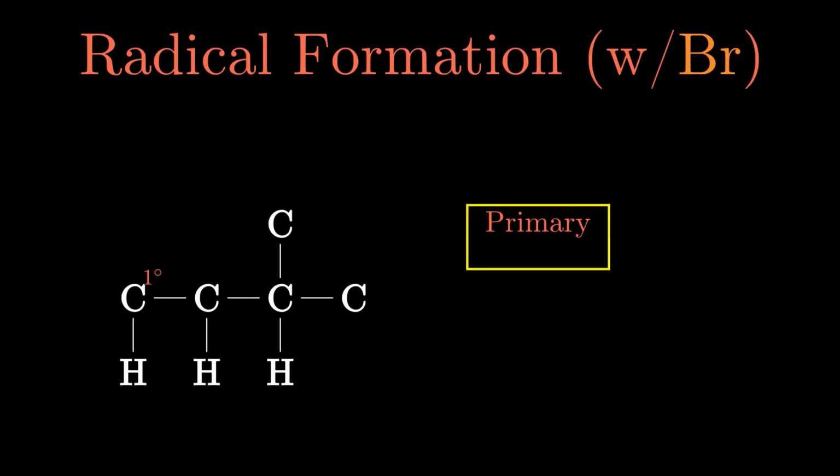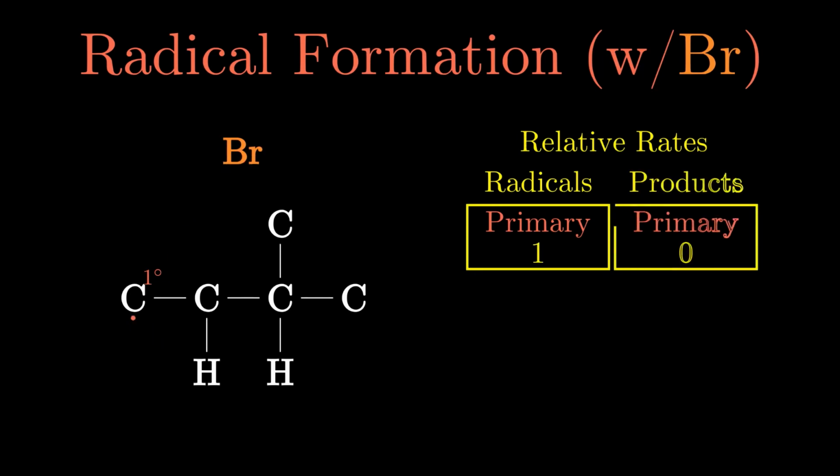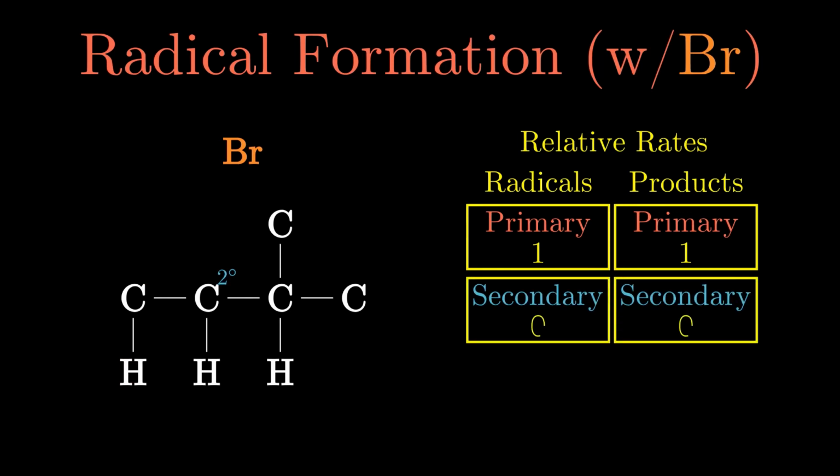Using the same example from before, we can once again pretend this first carbon labeled as the one and only primary position. Just like with chlorine, bromine's rate of formation of primary radicals is also considered 1. This means the rate of primary products is also set as 1. Due to their stability, bromine forms secondary radicals more easily, and therefore secondary products, but at a much higher rate than chlorine of 82 times that of the primary.